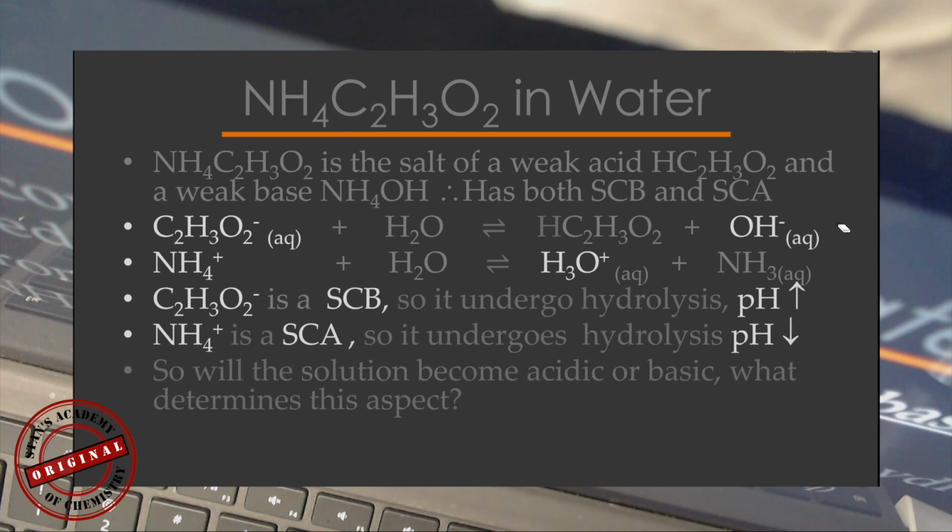So the question is, will the solution become acidic or basic? What determines this aspect? That's what we explained. If we know the Ka and Kb value for this equation, you will write the Kb for this equation and you will write the Ka, or the numerical values have to be given to you. If you have those values, you can say whether the solution will be acidic or basic by comparing them. Whichever has got a larger value, that will determine the pH of the solution. If Ka is larger, solution will be acidic. If Kb is larger, solution will be basic.